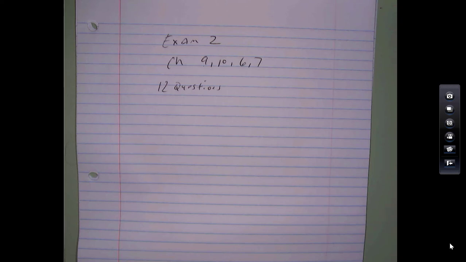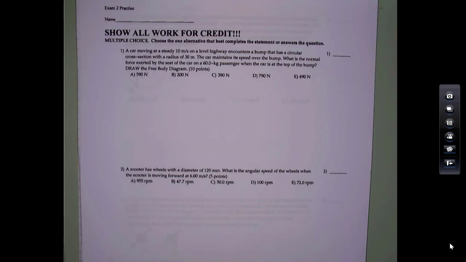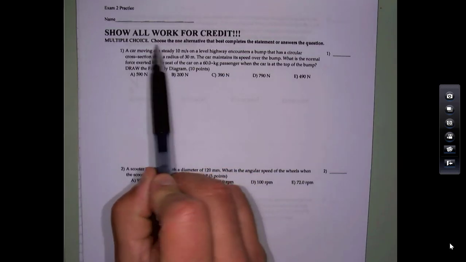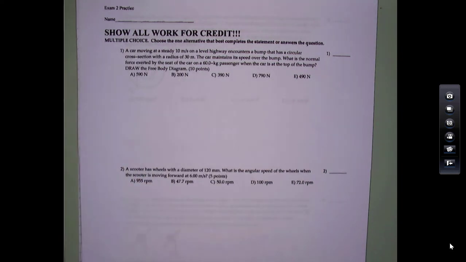Okay, so let's take a look at the actual test. Okay, so the first one, before anything else, show all work for credit. So you got to show all your work here. You get partial credit that way, as you know from the first test. A car moving steadily at 10 meters per second encounters a highway bump that has a circular cross-section. Okay, so that's a clue that this is a circular motion problem.